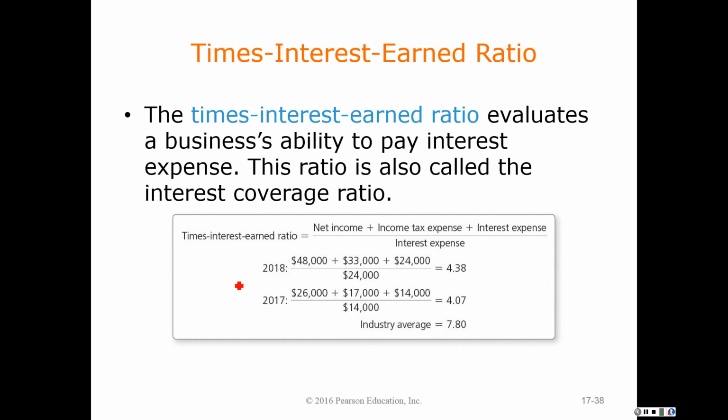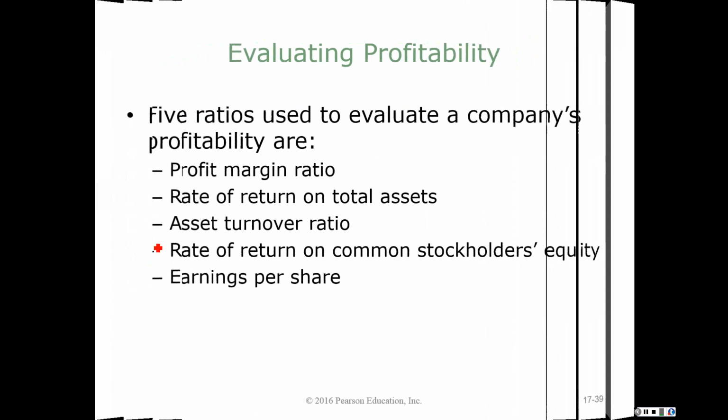Okay, how many times, the times interest earned ratio simply measures our ability to pay our interest expense. 4 times versus 8 times in the industry. So we simply take our income, add back our income tax expense and interest expense. So our income before taxes and interest, how many times could we cover our interest expense with that net income? Obviously, a banker is going to want to see 1 or 2 or above in this particular situation before they're going to be willing to loan.